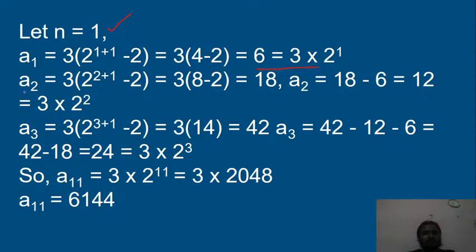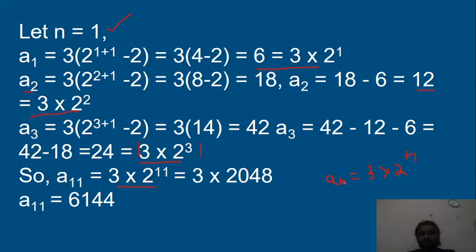Similarly I find a2 would come as 12. अब मैंने 12 को क्या लिखा, 3 into 2 square, a3 is 3 into 2 cube. अब पैटर्न पता चल गया कि what pattern are we going to get. So an is nothing but 3 into 2 to the power of 2n.